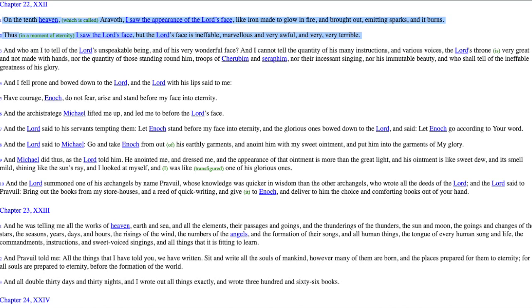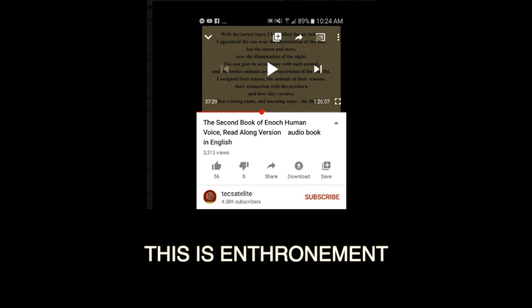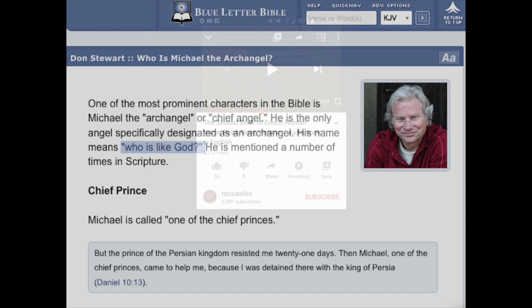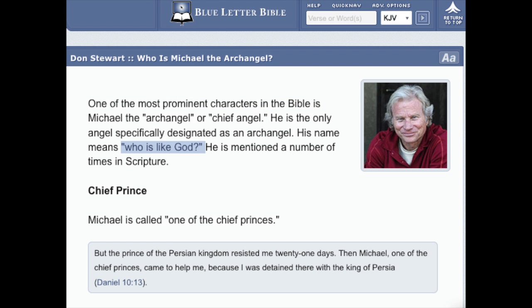But I'm not saying that he's limited to that, you know. I'm just saying that based on the experience of Brother Enoch, because Enoch was able to come to a point where he was able to join in. And that's the calling on our lives, is to join in with the Father, you know. Just like Michael, or who is like God. This is the point where we're becoming, and we're getting ready to enter into the most holy place.